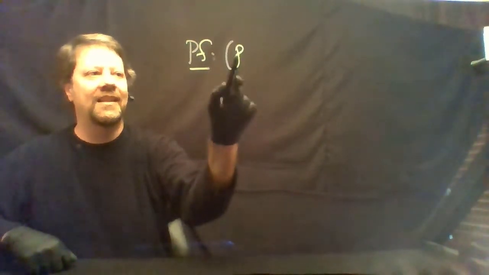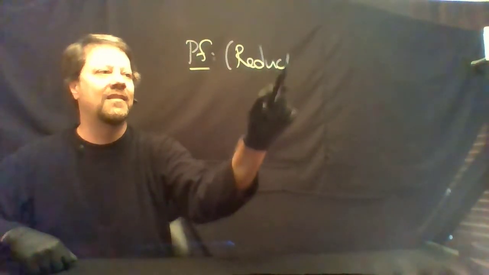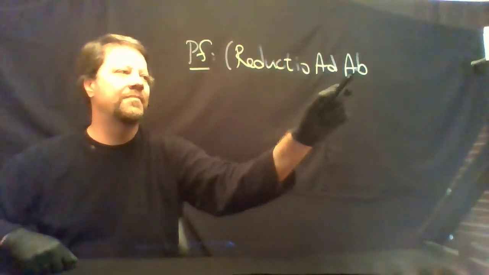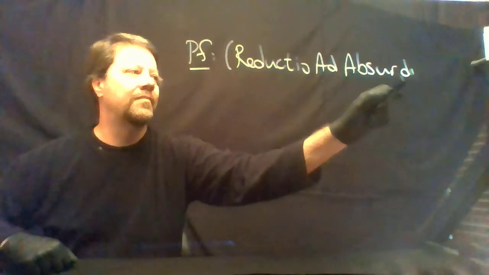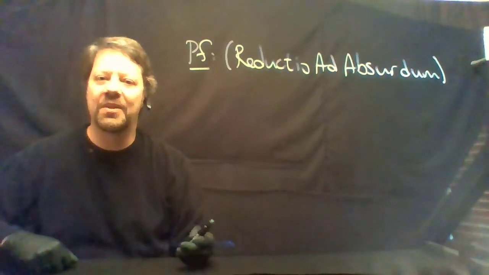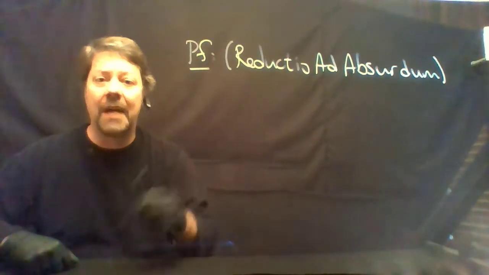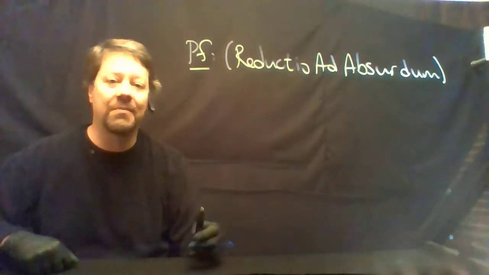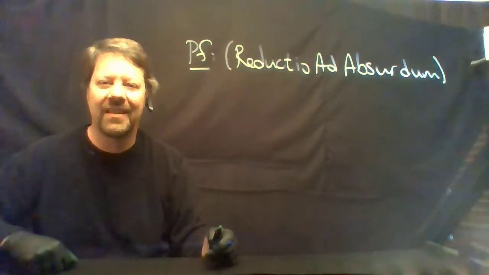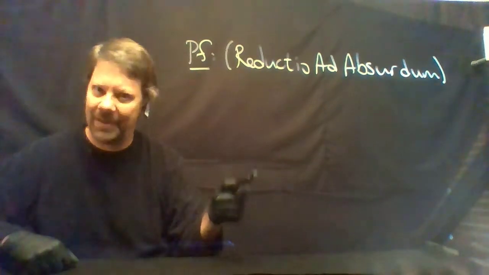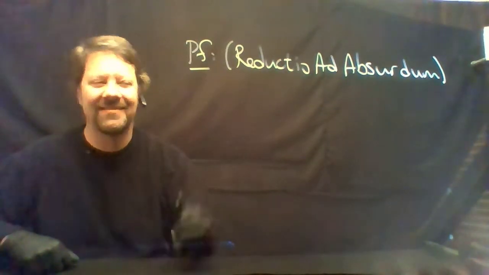The proof is a classic Reductio ad Absurdum proof. In a Reductio ad Absurdum proof, you assume the opposite of what you would like to prove, and then show that that leads to some logical absurdity. If the opposite of what you wanted to show is false, then what you wanted to show must be true.